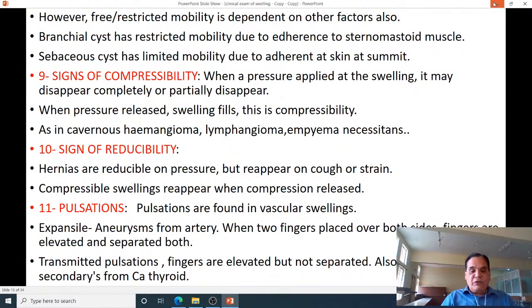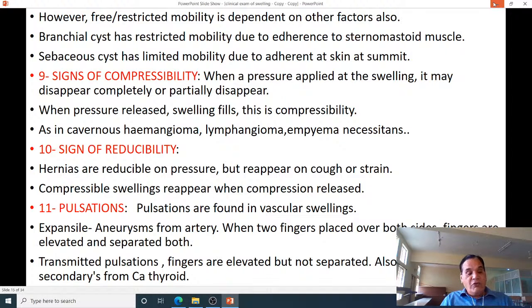Pulsations. You have to confirm the pulsations. All the pulsations are found in vascular swellings. There are two types of pulsations. One is expansile from the aneurysm and one is transmitted. Transmitted where? Wherever the swelling is in direct contact with an artery, though it is not formed by the artery. If it is formed by the artery, it will be called an aneurysm. And here, if you place two fingers over both sides, the fingers will be elevated and separated. Remember, elevation and separation. These are the two things in expansile. Only elevation, no separation, it is a transmitted pulse.